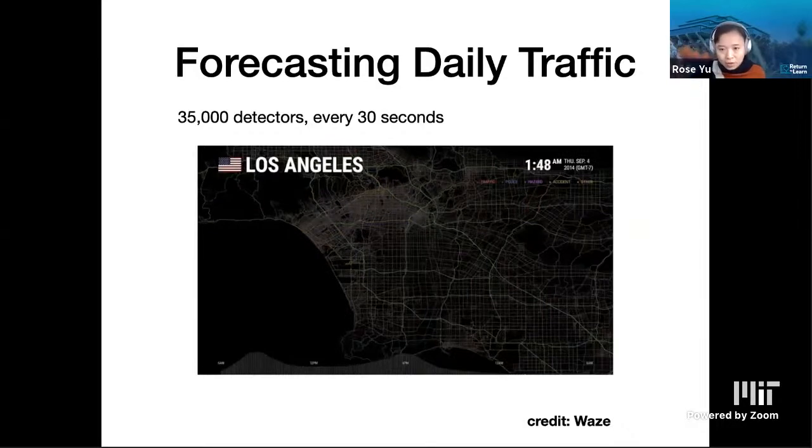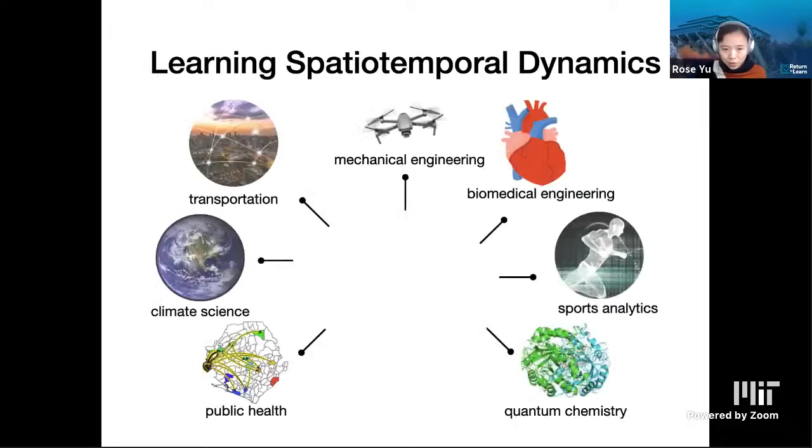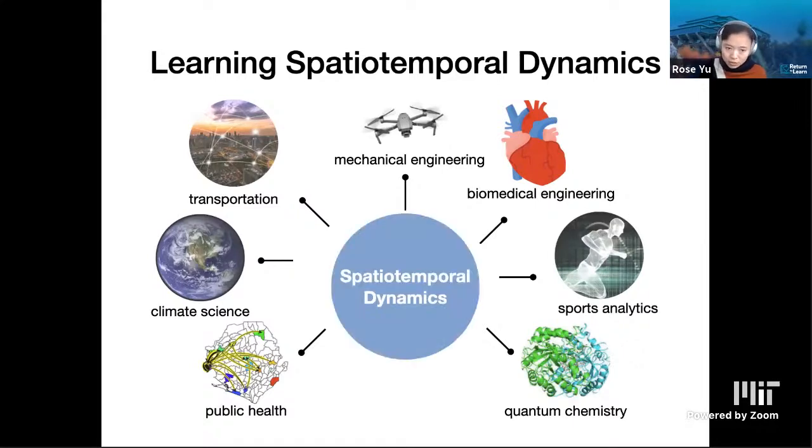As you can see now from these two examples, the data that we have is not image data in computer vision or text data in natural language processing, but in fact, it's a very special type of data that contains rich space and time information. This type of data is actually ubiquitous in many science and engineering fields, from public health to climate science, transportation, and even quantum chemistry. So the mission of our research group is to develop machine learning methods that can derive insights from spatiotemporal data, and that's what I mean by learning spatiotemporal dynamics.